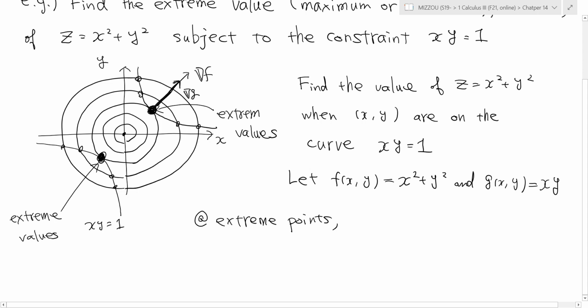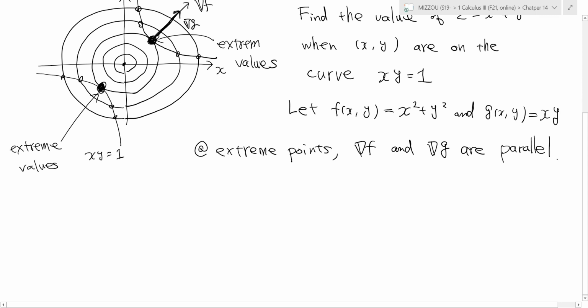Okay. So that means at the extreme points, the gradient of f and the gradient of g are parallel. But what does that mean? That means, more algebraically, the gradient of f of x is proportional to the gradient of g for some scalar.